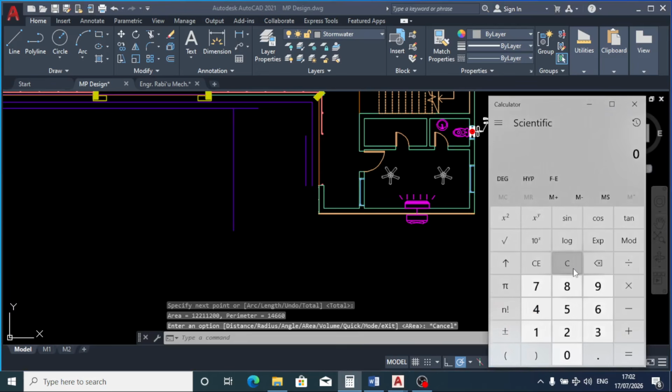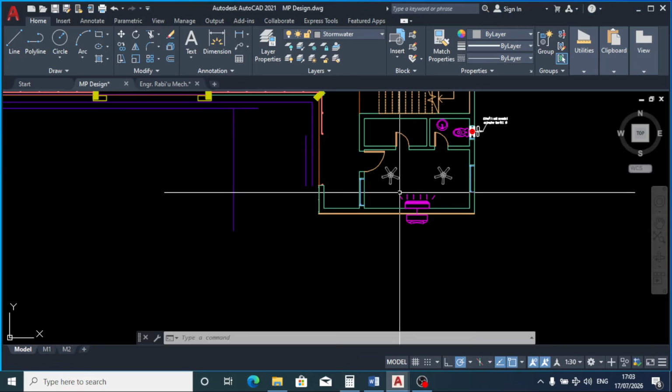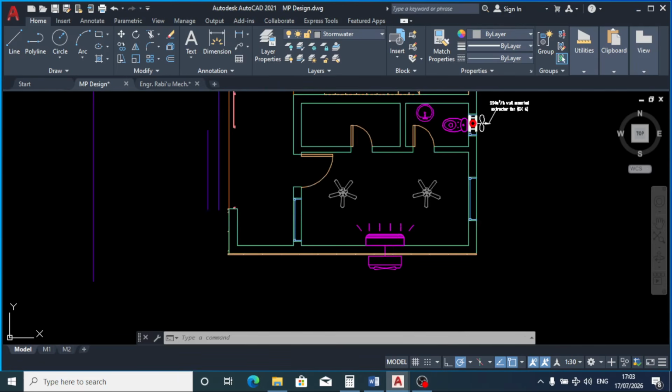Let's multiply this value by our BTU per meter squared, which is 1785 times 12.21. So for this office we will require 21,794 BTU, which is reasonable.